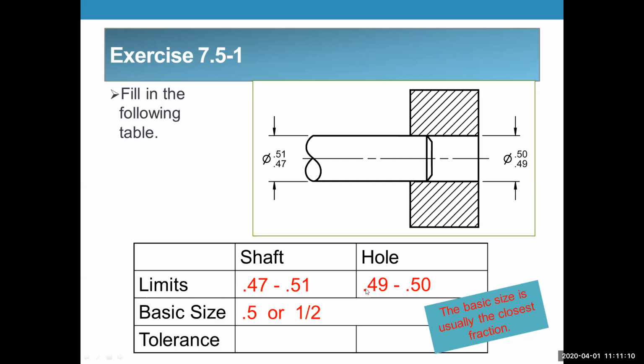What's the tolerance on each one of them? The shaft's got 4 thousandths and the hole's got 10 thousandths. Actually, 10 thousandths? Mm-hmm. And the shaft has how many thousandths? 40. Excuse me, 40 thousandths, right. So 0.04 is 40 thousandths, and 0.01 is 10 thousandths. Does everybody see that? I'm assuming you do.